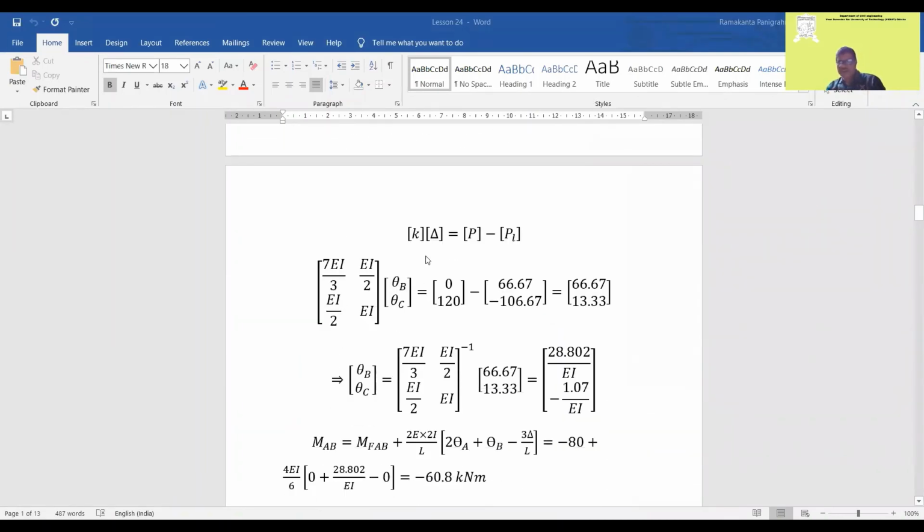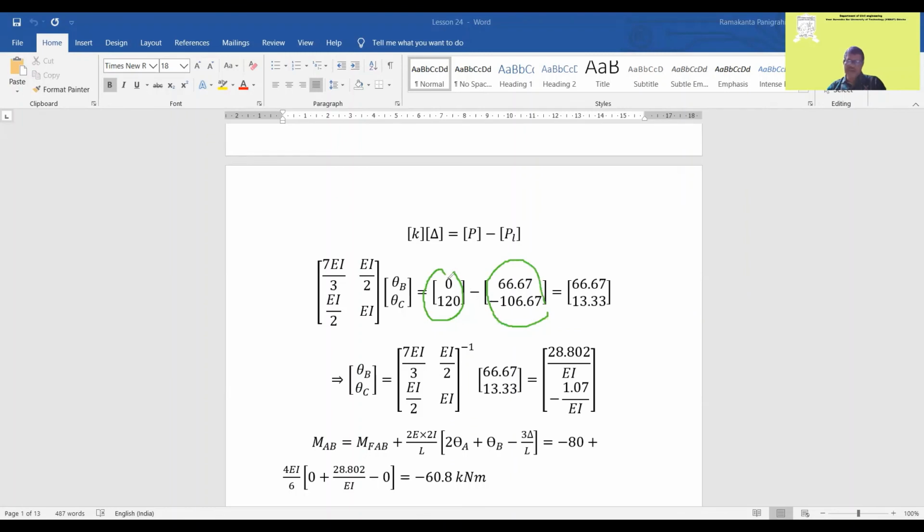Now what is the equation? K delta is equal to P minus PL. Now we have this 7 by 3i, EI by 2, EI by 2, theta B, theta C. Now this is your P matrix. We have discussed 0 and 120, and here is the PL.